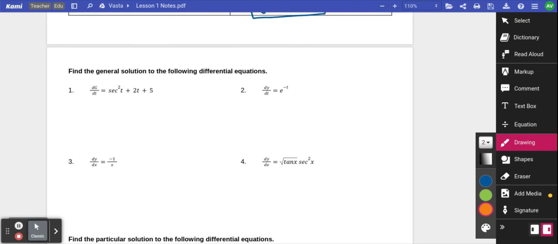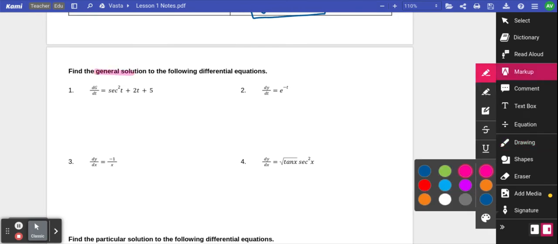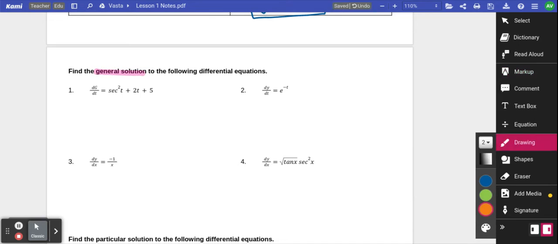So for the first few examples here, the directions say, find the general solution. As soon as I see that, I know that my answers should have a plus c in them because I'm not going to have enough information to actually find that c value. So I can just go ahead and do the antiderivative. The antiderivative of dg over dt would be g of t. The antiderivative of secant squared is tangent of t. The antiderivative of 2t is t squared, and the antiderivative of 5 is 5t. And then at the end, I'm going to write my plus c.